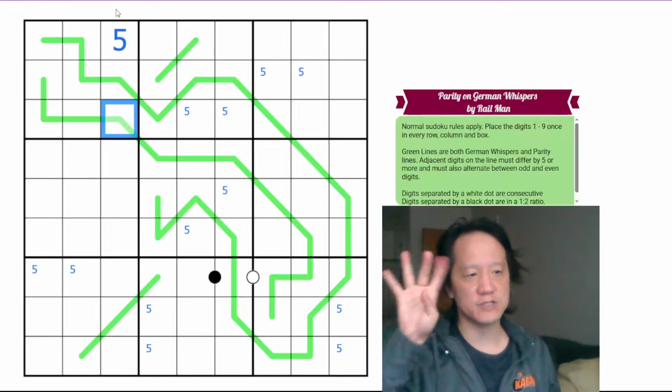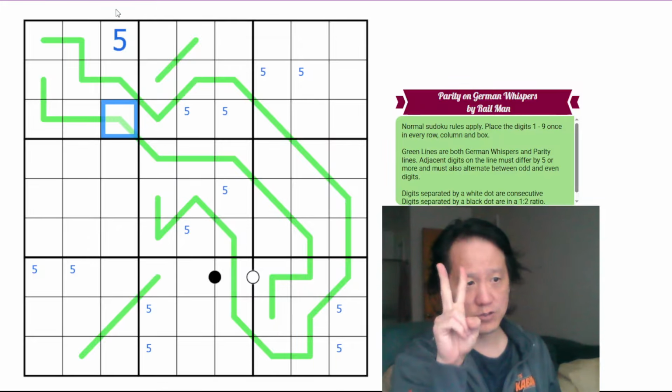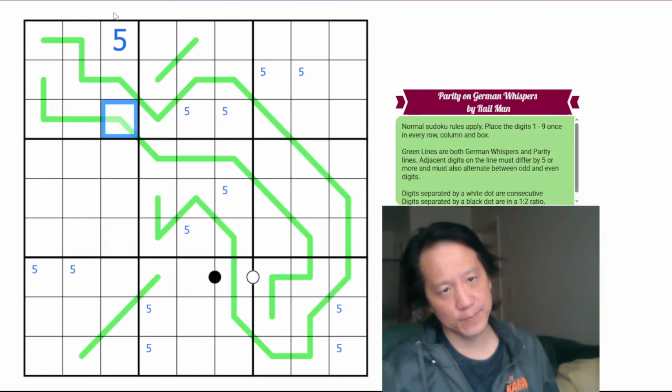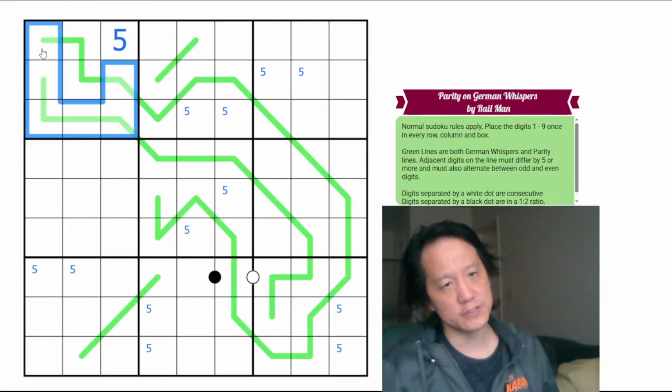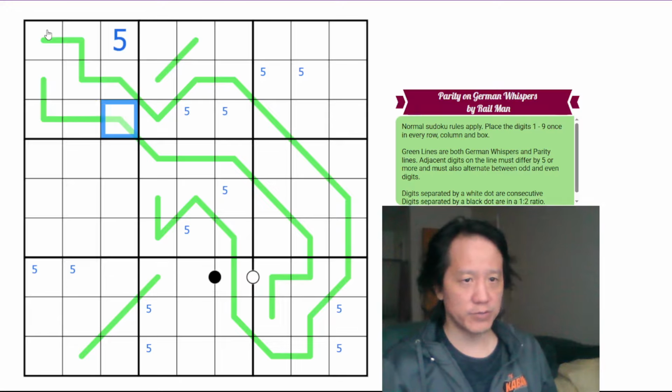And same thing with 6 through 9. What digits can be next to it? 6 can be next to 1, 7 can be next to 1 or 2, 8 can be next to 1 through 3, and 9 can be next to 1 through 4, which is all low digits. So we're guaranteed in box 1 a 4 or a 6 on a whisper 5 line. The only places they can be are here and here.